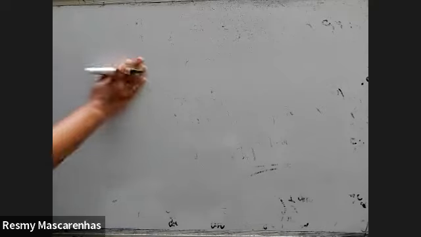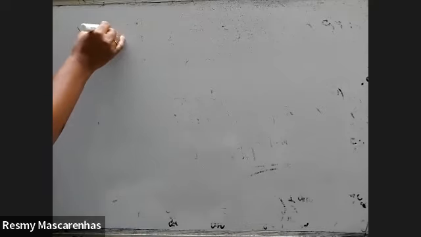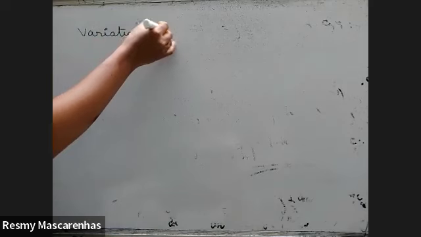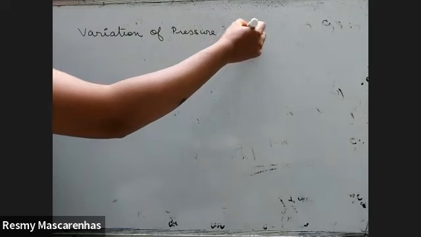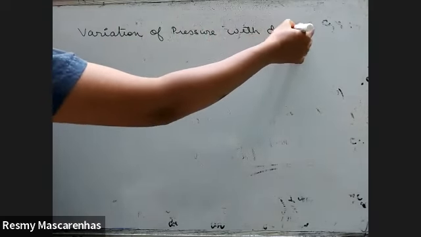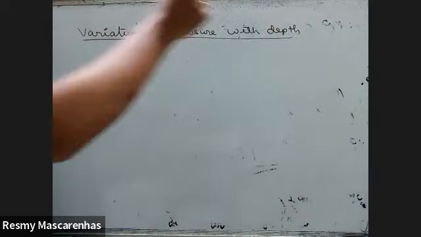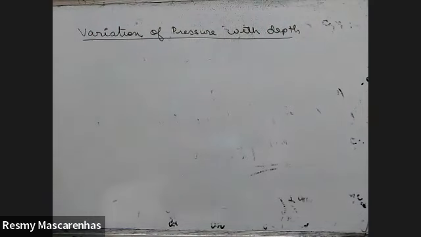In the previous class, we had seen the Stokes law. And today's topic is variation of pressure with depth. If any object is there in the fluid, what will happen to its pressure?